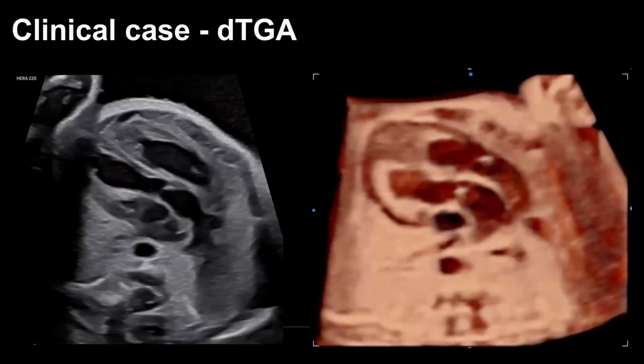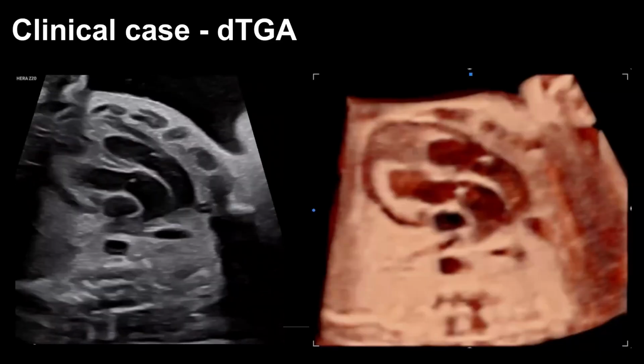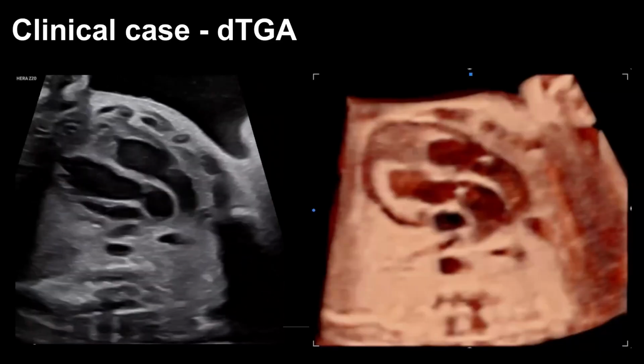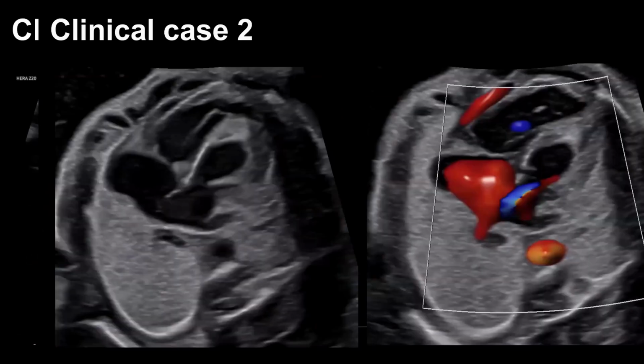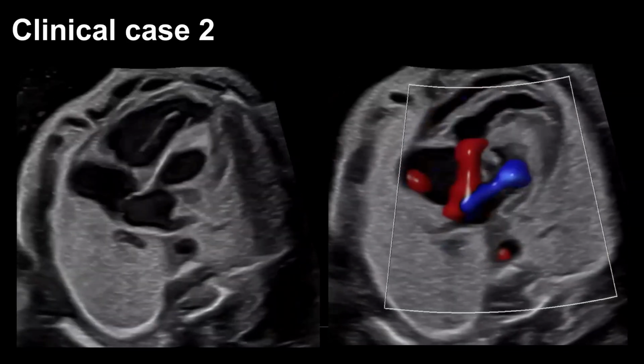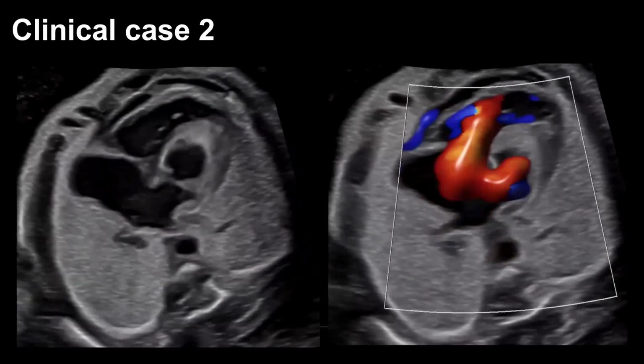And I think that you agree with me that this is the easiest visualization of the transposition of the great arteries. And this is the anomaly that we absolutely cannot miss during prenatal time. So this is another very significant cardiac abnormality that represents the critical heart defect after birth.